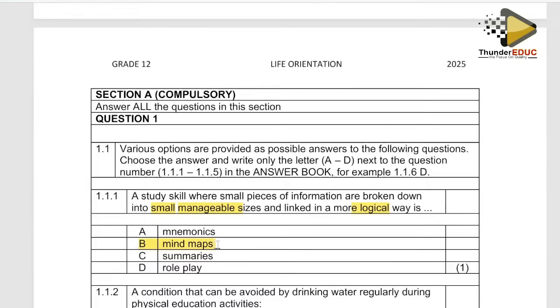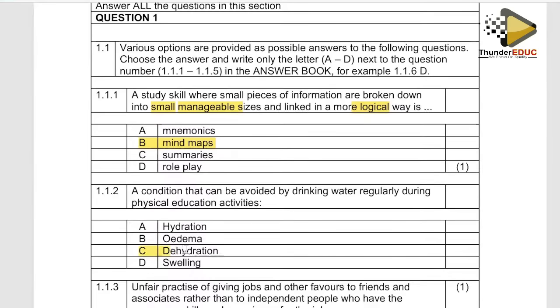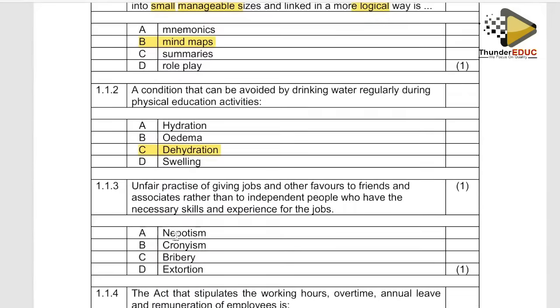Moving on to the next one, we also have 1.1.2, a condition that can be avoided by drinking water regularly during physical education activities. During physical education activity, you can actually suffer from the following condition. You suffer from dehydration. If you don't take enough fluids, you might suffer from a condition called dehydration. So it is encouraged for you to take plenty of fluids before you engage in physical education activities.